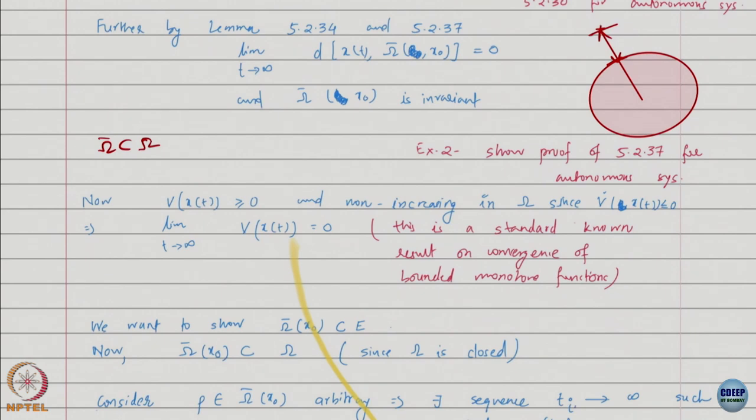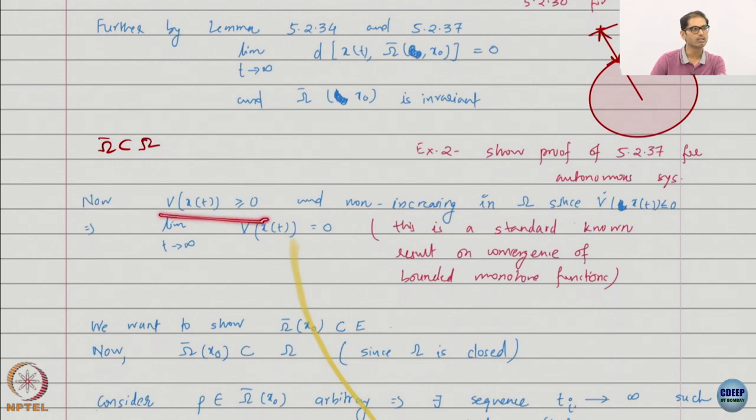Now we use a result called the monotone convergence theorem. I discussed this in adaptive control, but I have not discussed it here. It basically says that if a function is lower bounded and non-increasing, just like our V function, which is lower bounded by 0 and non-increasing just by our LaSalle invariance assumptions, then the function has a limit as t goes to infinity. In fact, 0 is not required.